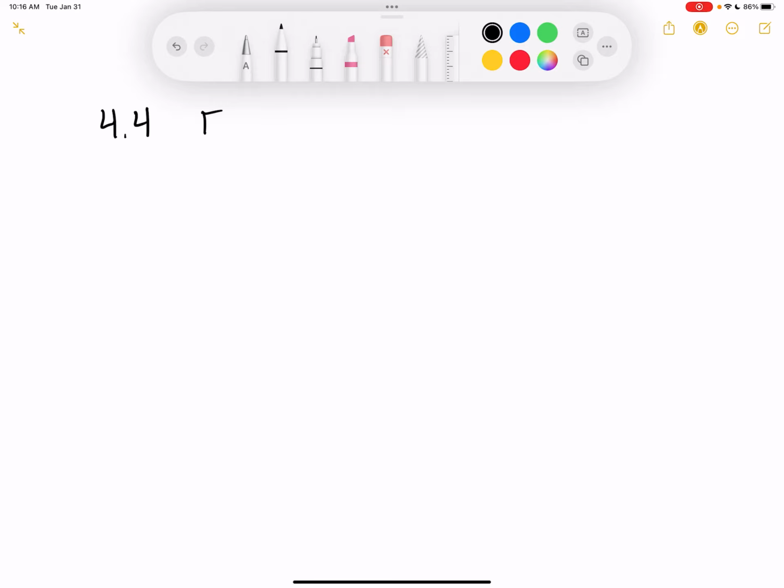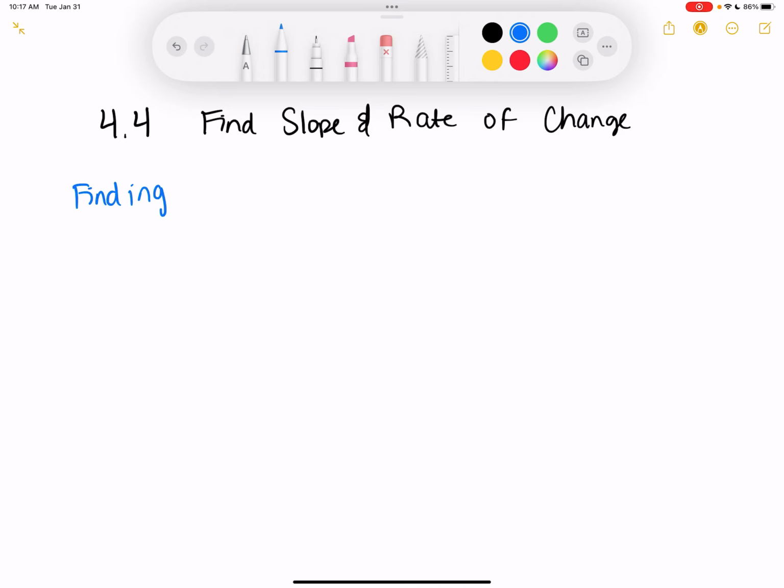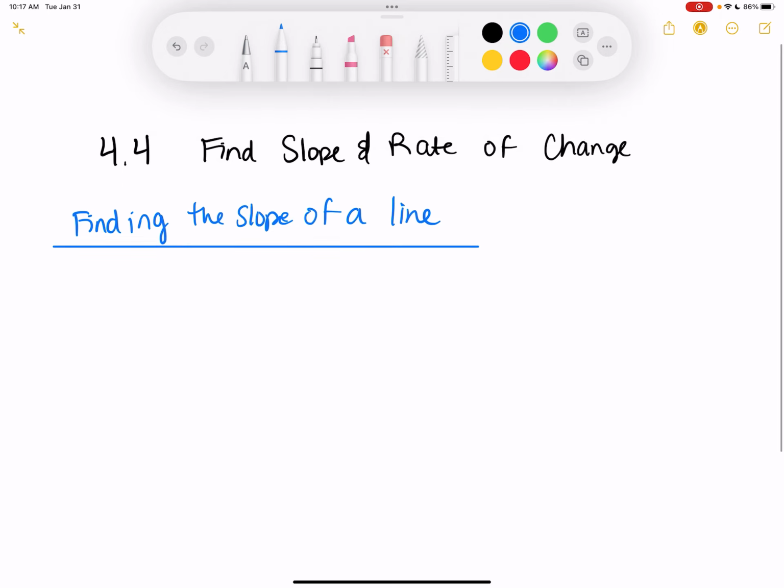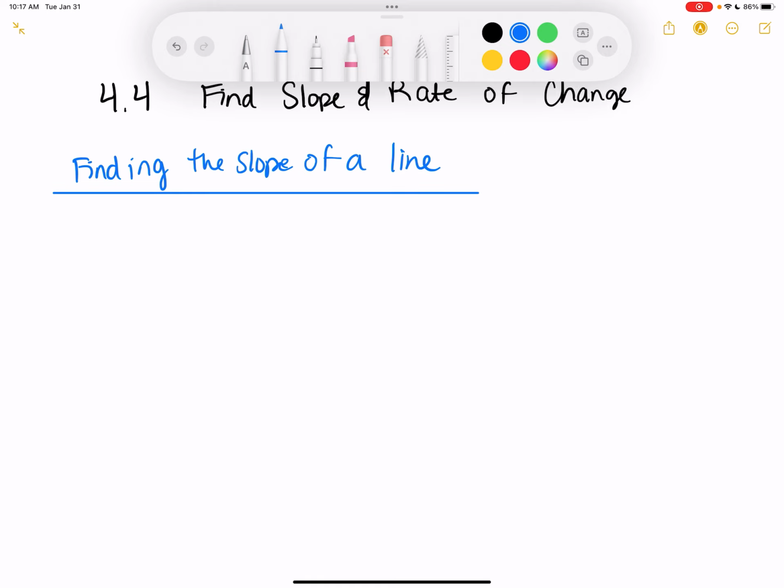All right, so 4.4, find slope and rate of change. So finding the slope of the line. To do that, I'm going to do it in words, and then I'll do it in symbols, and then I'll show on the graph what it looks like.